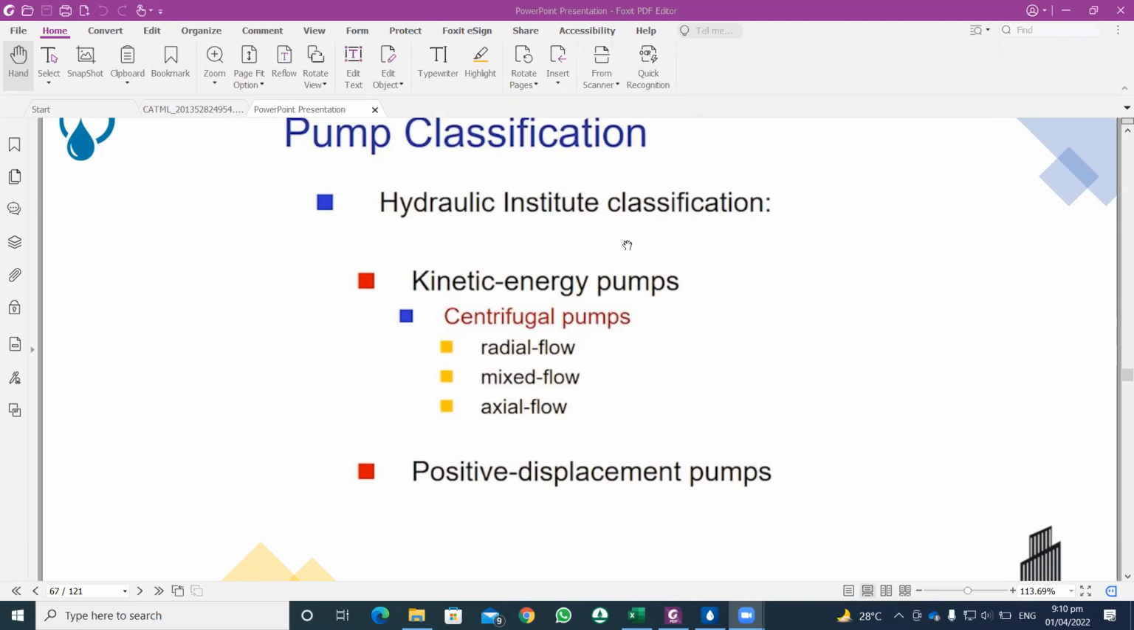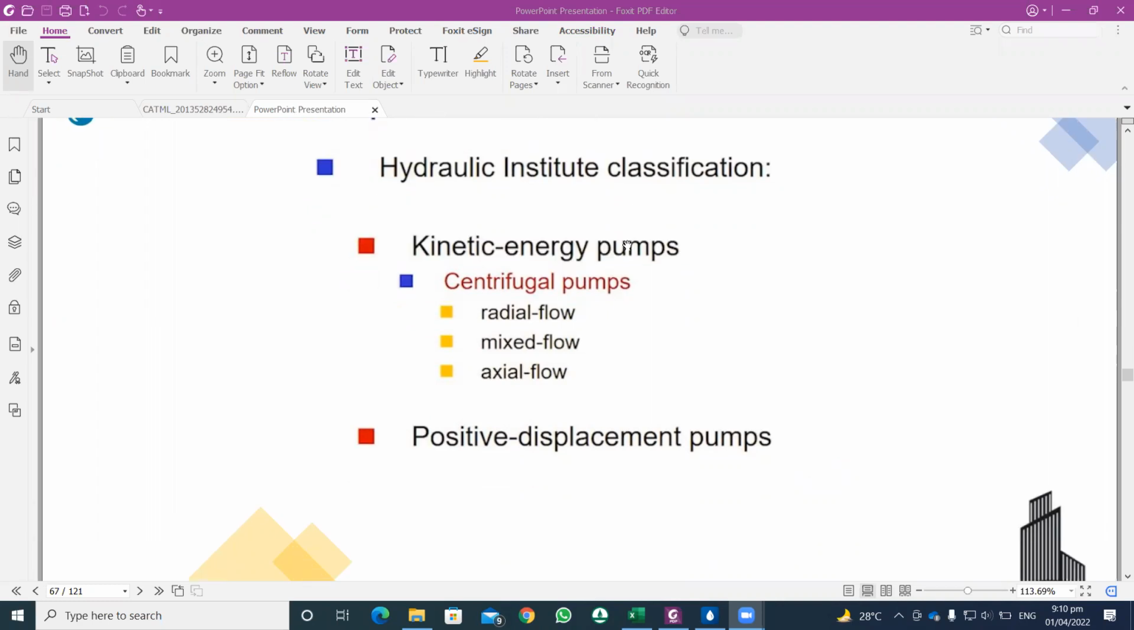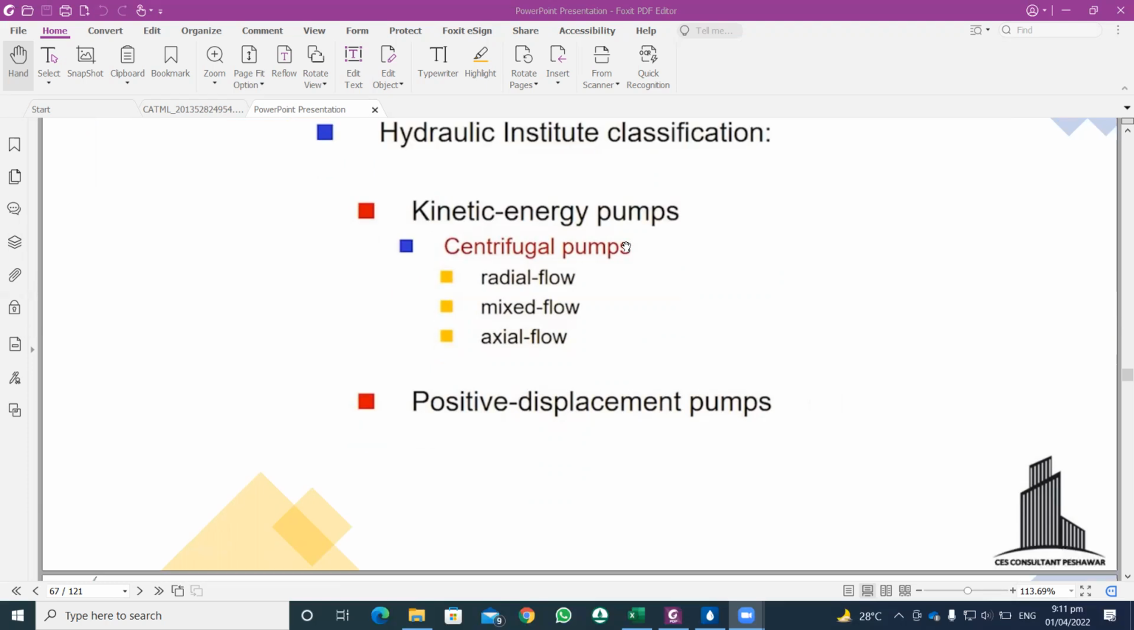There are two types of pumps: kinetic energy pumps and positive displacement pumps. Kinetic energy pumps are mostly used for providing energy, or a head, to the water. Positive displacement pumps are mostly used to move water from one place to another, concerned with the volume of water, not with providing a head to the water. So to transfer water on a volume basis from one place to another, positive displacement pumps are used.